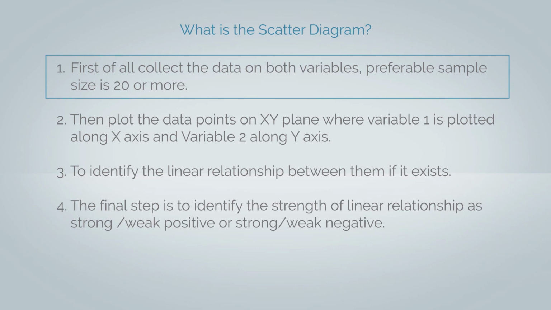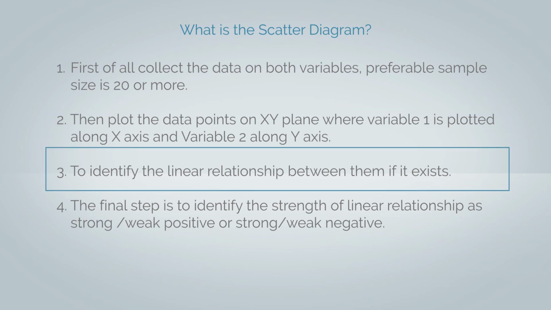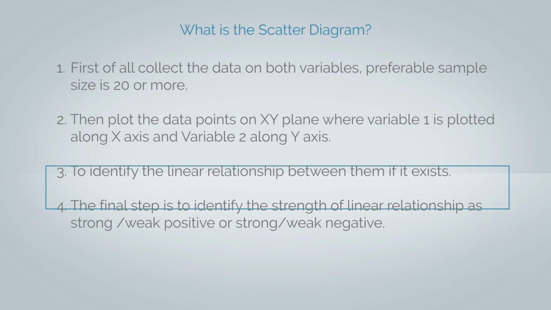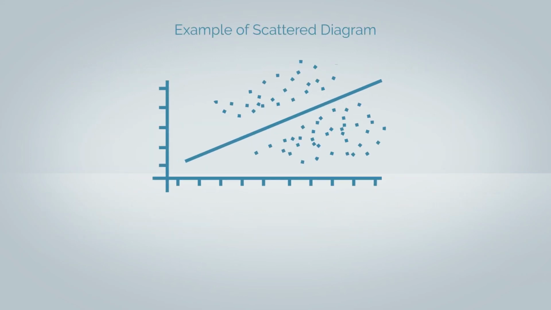1. First of all, collect the data on both variables, preferable sample size is 20 or more. 2. Then plot the data points on xy plane, where variable 1 is plotted along x-axis, and variable 2 along y-axis. 3. The next step is to identify the linear relationship between them if it exists. 4. The final step is to identify the strength of linear relationship as strong or weak positive, or strong or weak negative. Let us now take a look at an example of a scatter diagram.